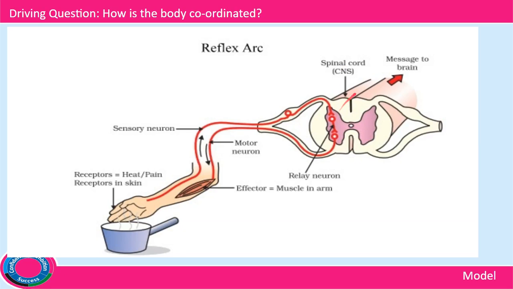This sends a message to the brain, and the message from the brain goes back to the spinal cord. And the electrical impulses are now going to be transported from the relay neuron to the motor neuron, and it's going to bring about some form of movement from the effector, which will be a muscle in the arm. And that movement is going to allow the muscle in the arm to contract so that that individual can remove their arm from a hot object. Okay?